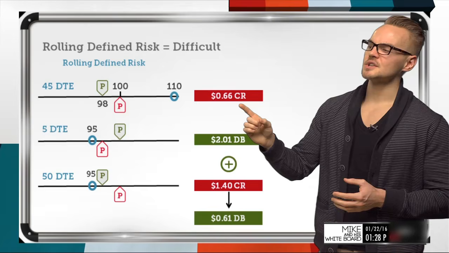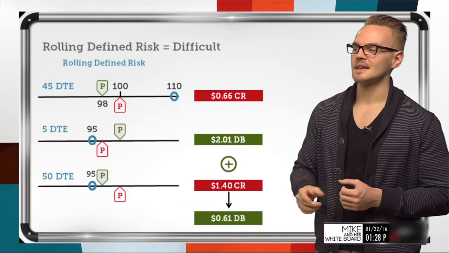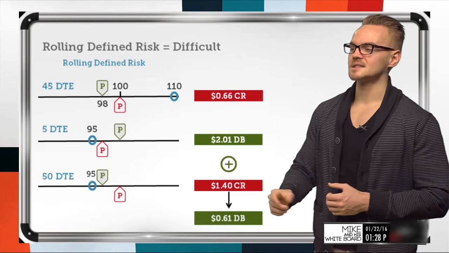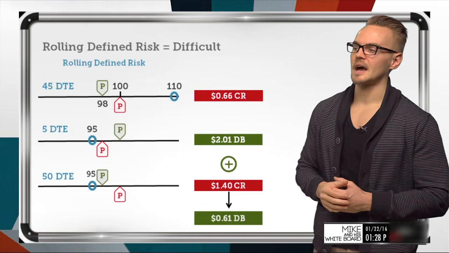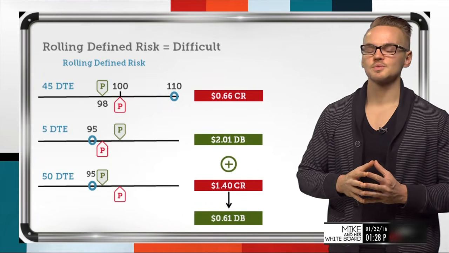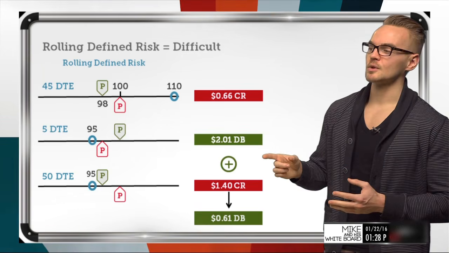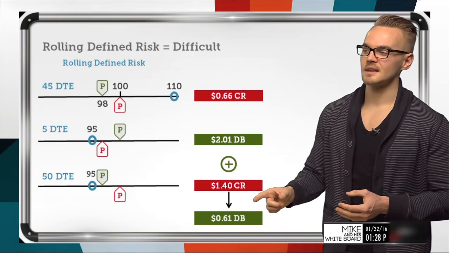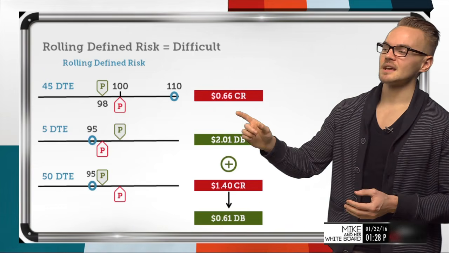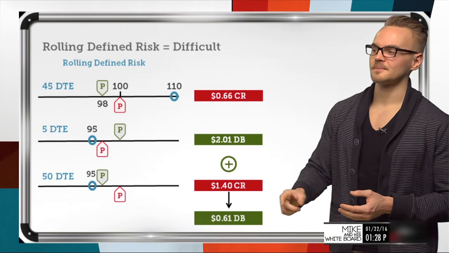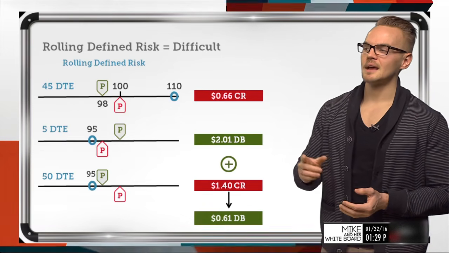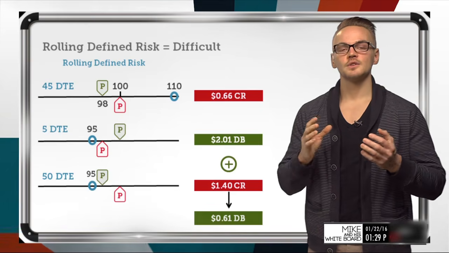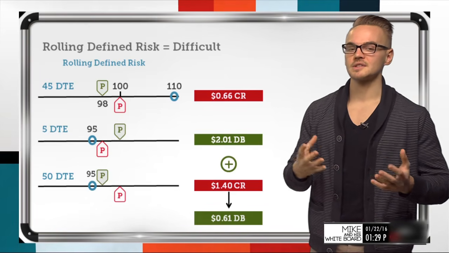So if I originally collected 66 cents and now I'm rolling for a debit of 61 cents, best case scenario is that the stock price goes all the way up back above 100 and this spread expires worthless. However, since I closed for a debit of 201, opened my new trade for $1.40, which resulted in that 61-cent debit, if I take a look at my credit of 66 cents and look at the debit here, my net total, if the stock price ends up coming back up, is only 5 cents. You total in all the commissions with that, and we've got ourselves a losing trade.